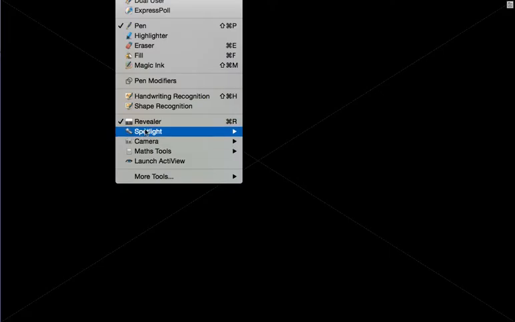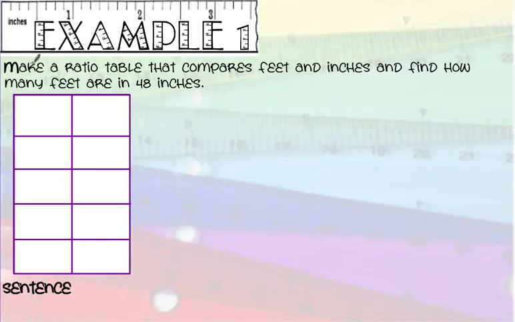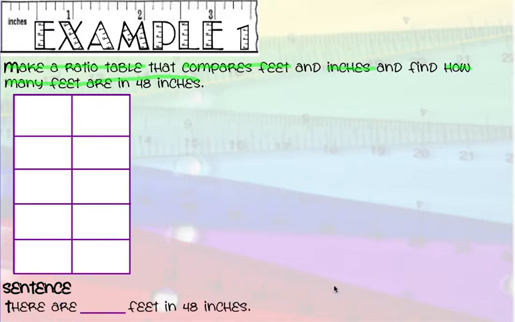All right, so now we're going to move on to actually using the conversions. So I'm going to take off the revealer. So first what we're going to do is we're going to make a ratio table that compares feet and inches and find how many feet are in 48 inches. So again, highlighting, make a ratio table, compares feet and inches, and then how many feet are in 48 inches. For my sentence, I would say there are blank feet in 48 inches.